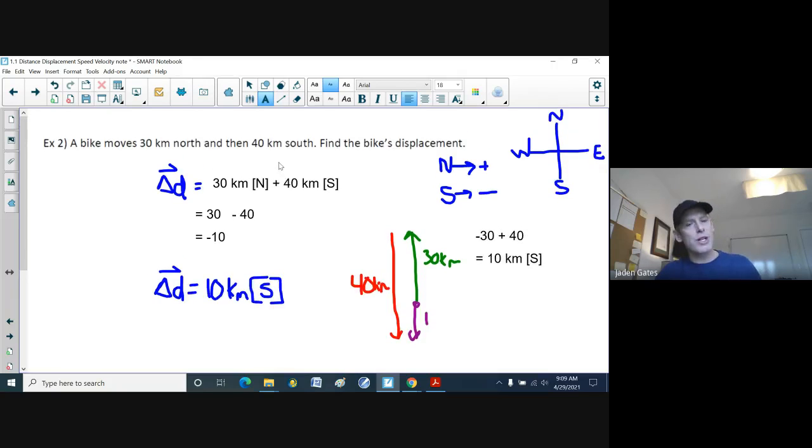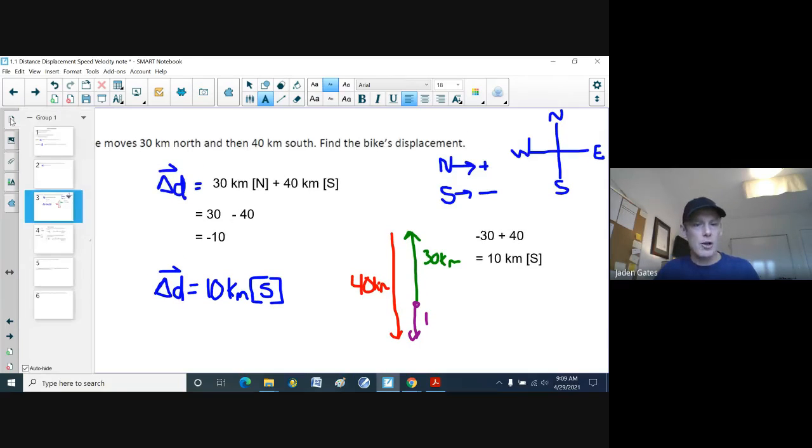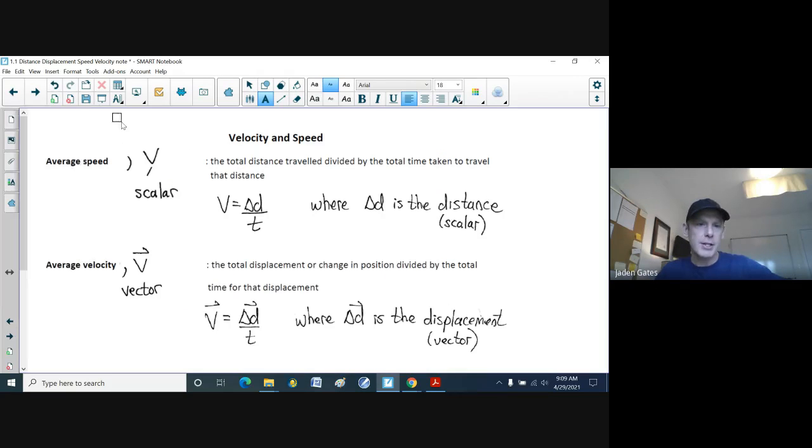All right, so that's the difference between distance and displacement. One's a vector, one's a scalar, and they're calculated differently. They have different meanings. Now, which gets us to this, velocity and speed. Speed, to start off, is a scalar, just like distance. What speed is all about is the total distance traveled divided by the total time taken to travel that distance. So your speed is delta d, which again is distance, a scalar, divided by time. And time's always a scalar because time has no direction.